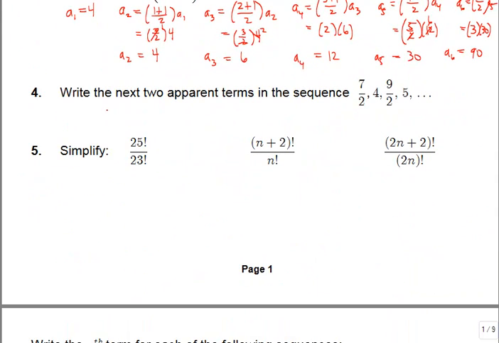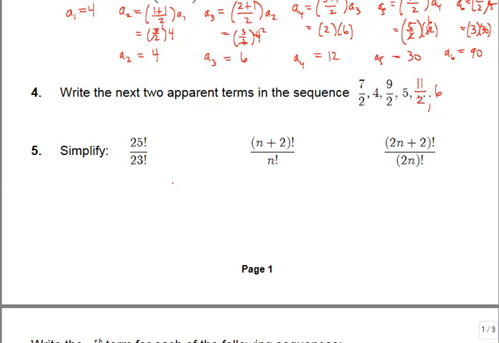Okay, on the next example here, we want to write the next 2 apparent terms in the sequence. So we have 7 halves, then 4, then 9 halves, then 5. So if you can see what the pattern would be here, looks like every other one is going to be a fraction. The numerators of the fractions are odd numbers, 7, then 9, so the next odd number would be 11, and that denominator is consistently 2. And then the second and fourth term, those even terms, are just nice integers, so 4, 5, then this would want to be 6. So it looks like we're going to have 11 halves and then a 6.